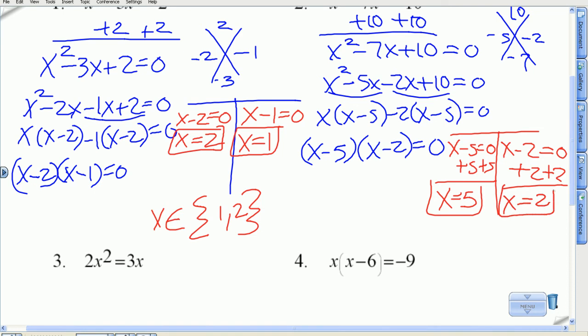All quadratic equations have two solutions. You could have the same number repeated. Those are perfect squares where that will happen, but in general, that should be the case. All right, take a look at number 3.